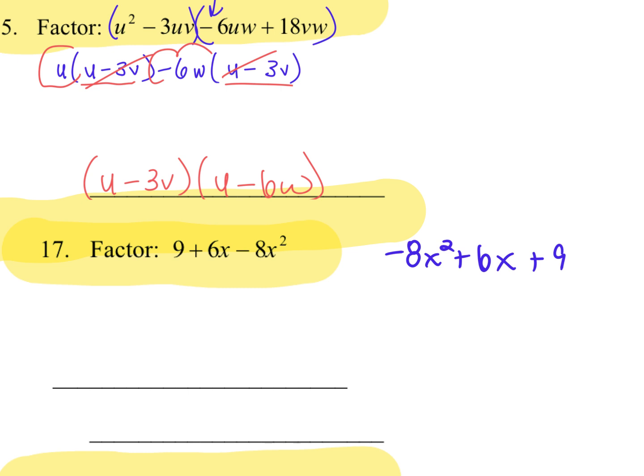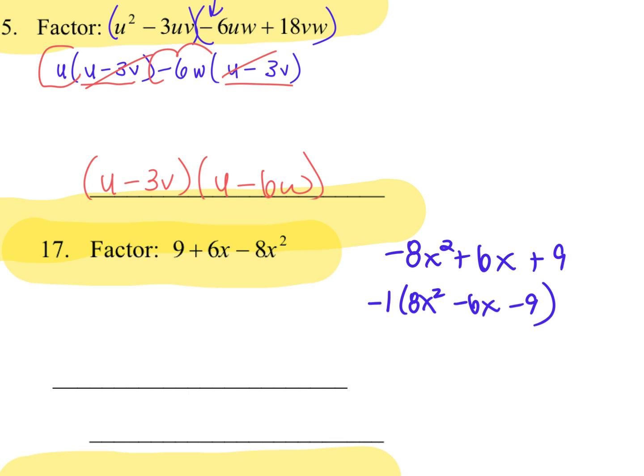All right, you just have to be careful with signs when you rewrite. What did I tell you? If we're leading with a negative when we're factoring, what should we do? Take it out. All right, so I'm going to right away take out a negative 1. I'm going to be left with 8x squared minus 6x minus 9. You guys agree?